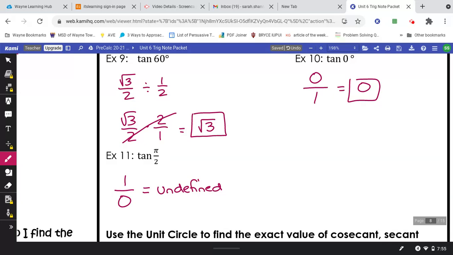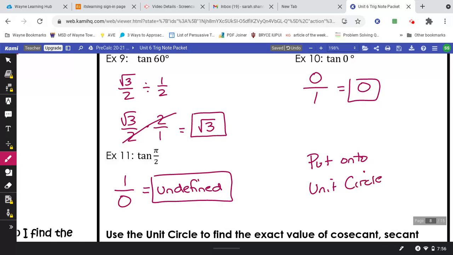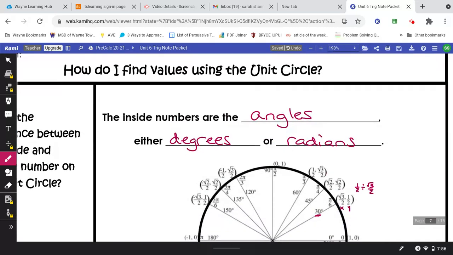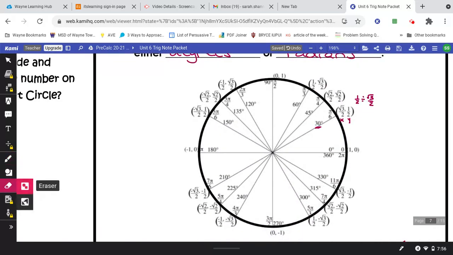Now what we're going to do is take your unit circle, the one on the big full page of paper, that's filled out, and put our tangent values on the unit circle. That's going to save us from having to divide every time. Let me show you what I mean. Again, you're going to want to do this on your full piece of paper.